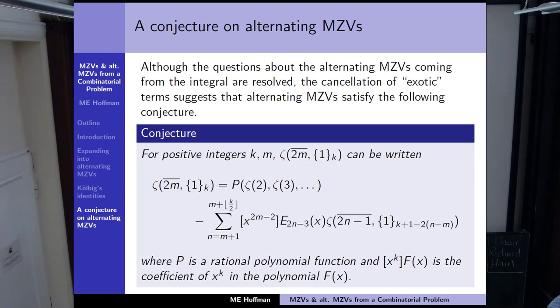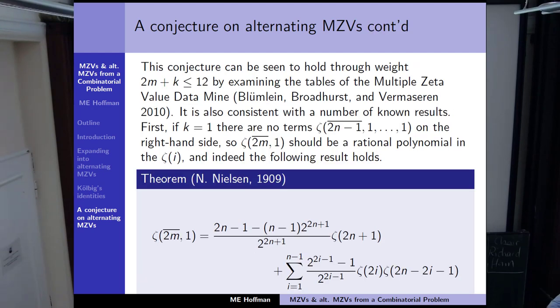But anyway, that's what, in the process, before I had the arguments from Kolbing's paper, I was just working with these sums and I sort of spent a long time staring at expressions of this kind, and where did I get those from? Well, this conjecture is true up through weight 12, and it's because of the multiple zeta value data mine, which actually I think is a wonderful resource. These are actual tables that are available online. They were compiled by Johannes Blumlein, David Broadhurst, and Sarah, he's the only one I don't know, but they're all physicists.